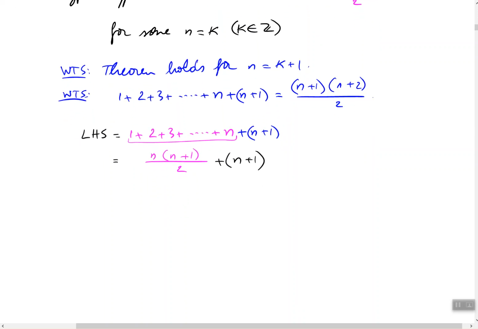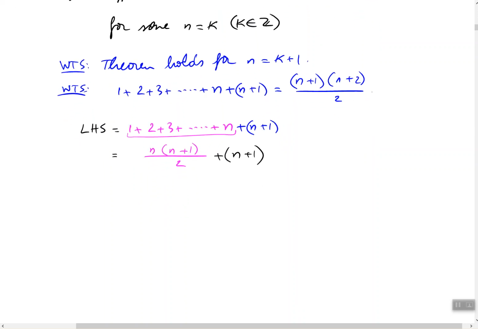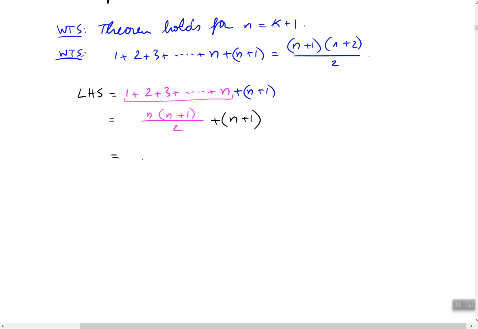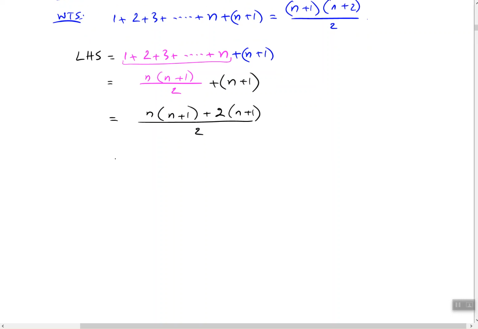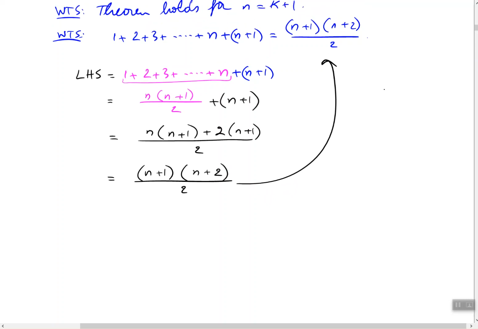Well, it seems like we have a term with a fraction and a term without a fraction, so maybe it's a good idea to put a common denominator. The common denominator is going to be 2, so we need a 2 times n plus 1 right there. By doing a little factoring, I can pull the n plus 1 out. Think of it like one box and a second box, and both boxes have n plus 1s, so we can factor it out, and when we do, we end up with n plus 1 times n plus 2, all divided by 2, which is what we needed to show in the first place.